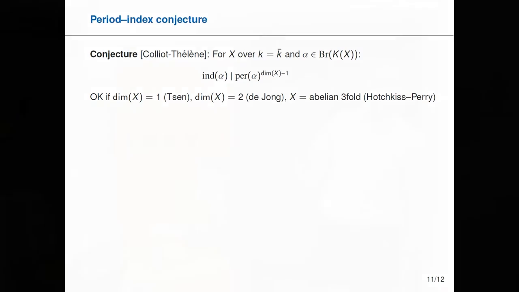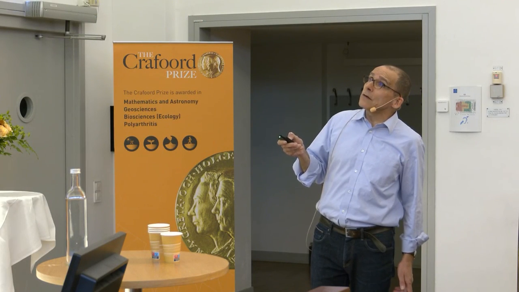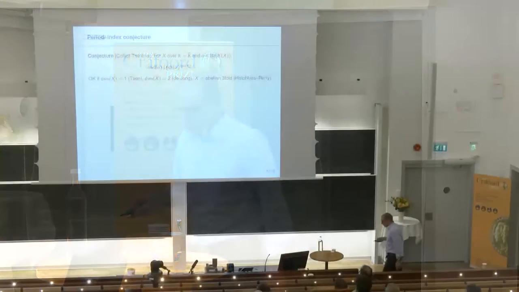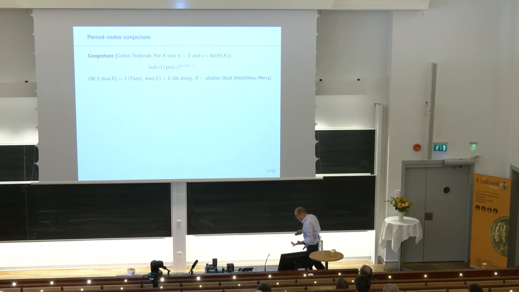This fits with results we know. For instance, dimension X of curves, the Brauer group is trivial, so this exponent could be chosen 0. For dimension 2, that's actually a theorem of de Jong, at least in characteristic 0, and then in positive characteristic, it was proved by Starr and de Jong, and also Lieblich. And just 2 weeks ago, there was a paper by Hotchkiss in Paris proving one of the few very non-trivial cases, and that's abelian threefolds.